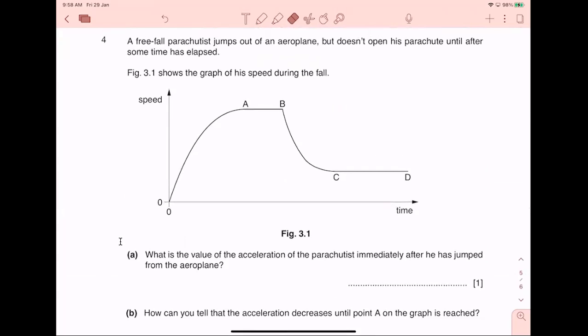Okay, number 4. What is the free fall? A parachutist jumps out of an aeroplane but doesn't open his parachute until after some time has elapsed. So this first part is when he jumped, so his speed is increasing. After at one point, the speed stays constant. Okay. So after that, here, this is the diver. Okay, he is falling down. Oops, I should draw the head down.